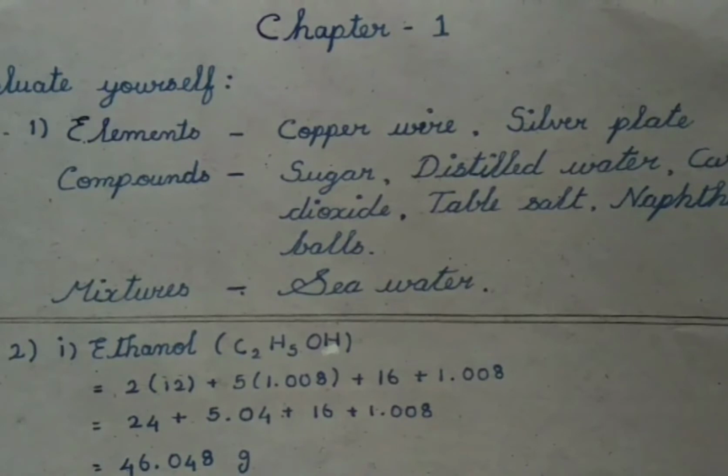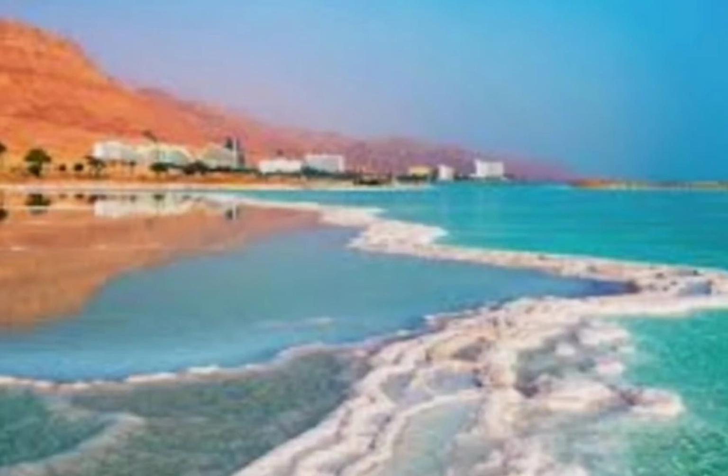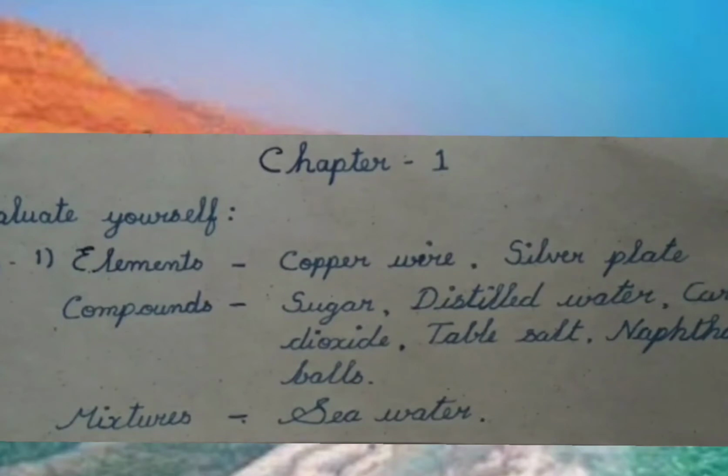Next, sea water is a mixture because in sea water, so many salts and dust particles are mixed. We can separate the dust particles from the sea water by filtering or sedimentation. And then the mixture of salts also can be separated by some chemical or physical process. So seawater is a mixture because the components of seawater can be separated.